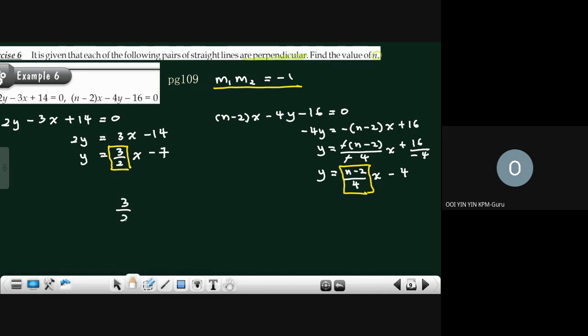3 over 2 multiplied with n minus 2 over 2 equals negative 1. Why directly equals? Because they already told you the lines are perpendicular, so we can just directly multiply and make it equal to negative 1. Now multiply your 3 in up there, you get 3n minus 6, and below here 2 multiply 2, you get 4, equals negative 1.